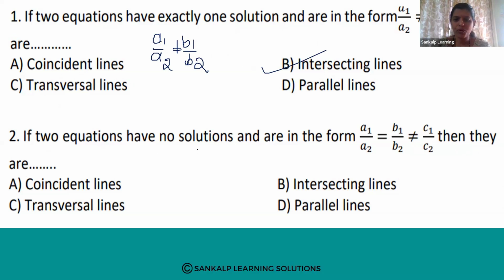If two equations have no solutions and are in the form A1 divided by A2 is equal to B1 divided by B2 is not equal to C1 divided by C2. At this condition, the lines are how? Then they are coincident lines or intersecting lines or transversal lines or parallel lines. Yes, how the lines will be? Lines are parallel. Okay.